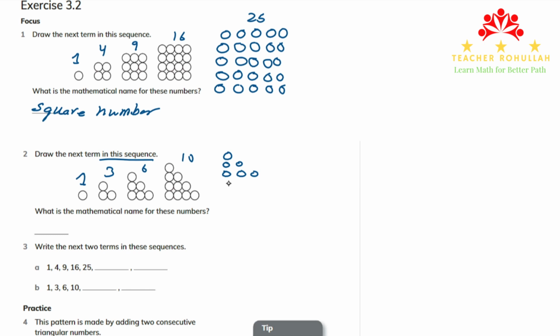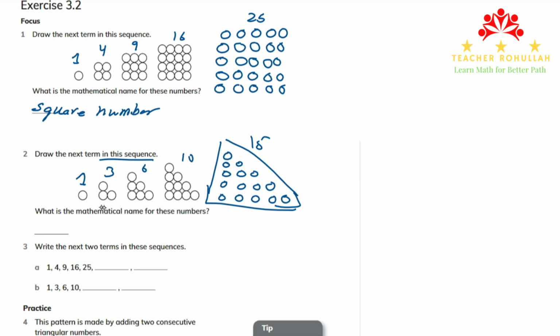Each row is 1 bit more than the previous one. Okay, 1, 2, 3, 4, 5, 6, 7, 8, 9, 10, 11, 12, 13, 14, 15. So the next one is 15. It is 15. So we used 15 bits to make this triangle, which is a triangular number.